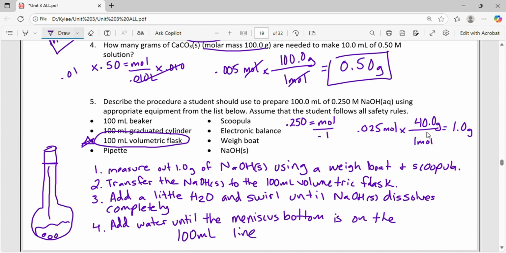A common mistake that students make is saying you would just add 100 mLs. And if you add exactly 100 mLs, that's actually going to take your volume above the 100 mL line, because your pellets, the solid NaOH, actually take up space. So this is really the preferred way to say it, is that you're going to add water until the meniscus, or the bottom of the meniscus, is on the 100 mL line. You're not adding 100 mLs, you're adding up to the 100 mL line.